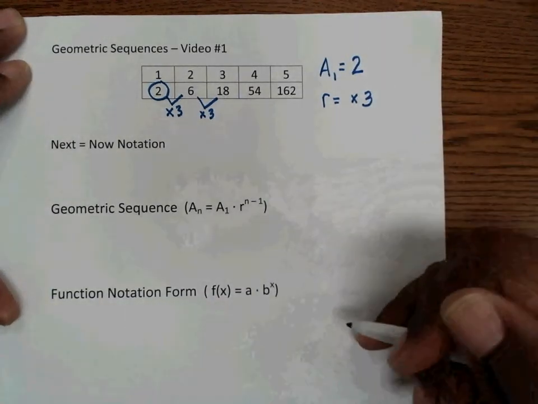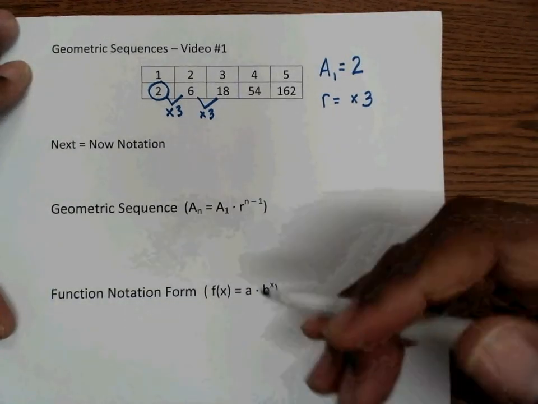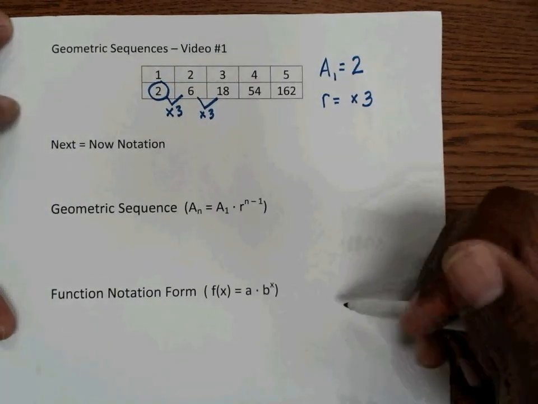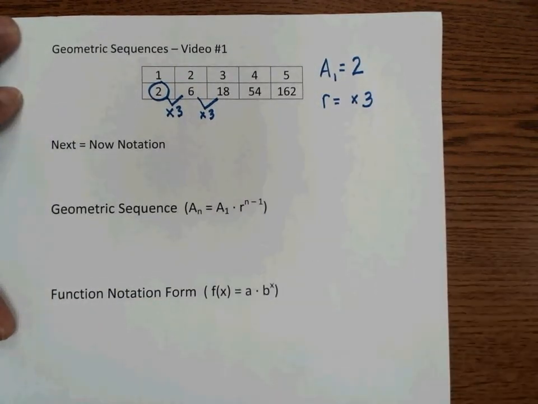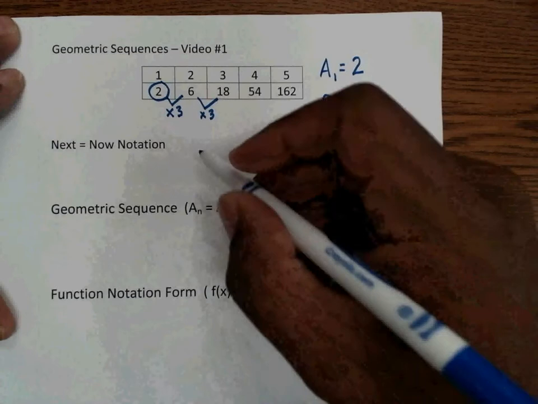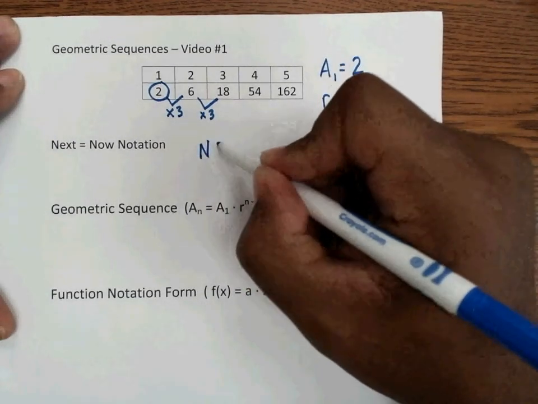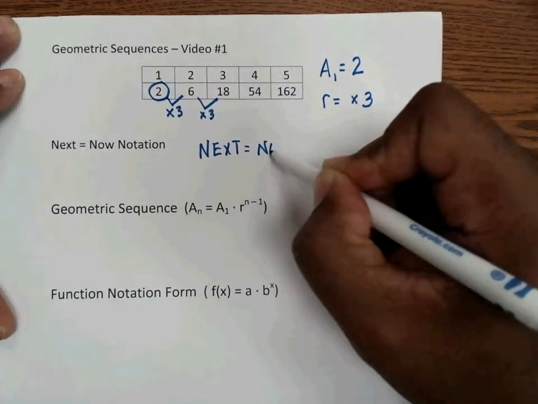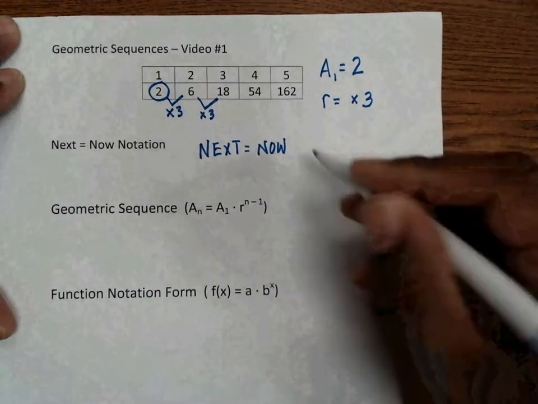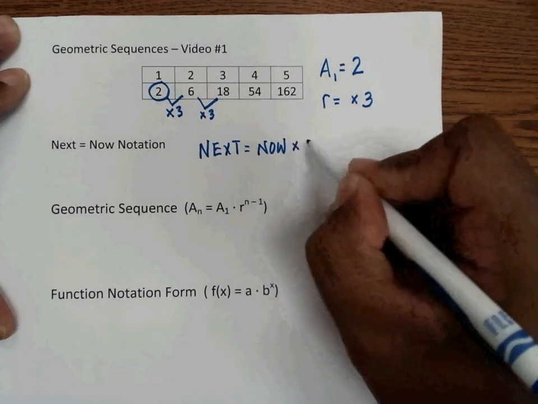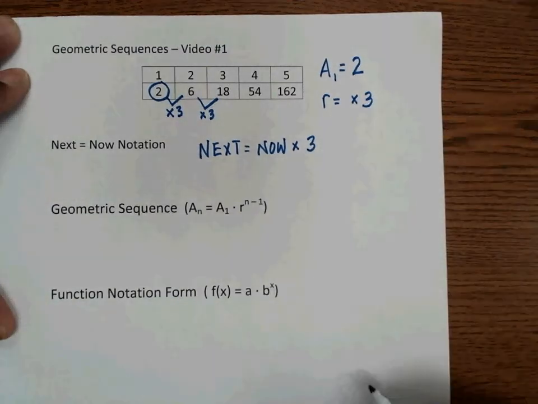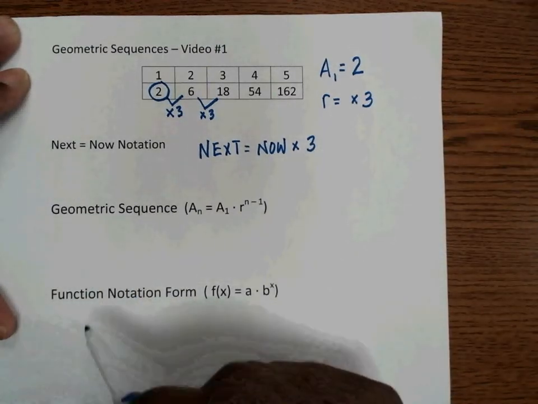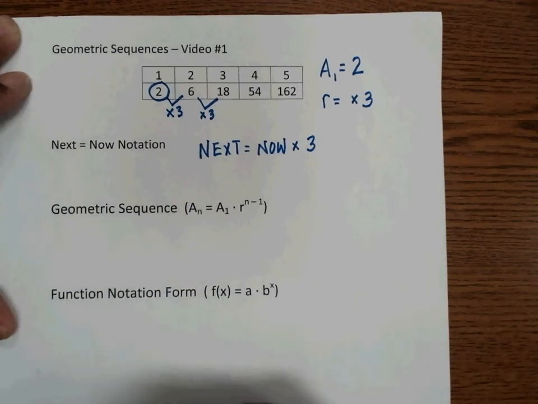Now we have 3 equations that we must go through in order to satisfy geometric sequences. First is the next equal now. In order to do the next equal now, we have next equal now, and to get from our now term, we have to multiply by 3. This satisfies our next equals now notation. Next is our geometric sequence notation.